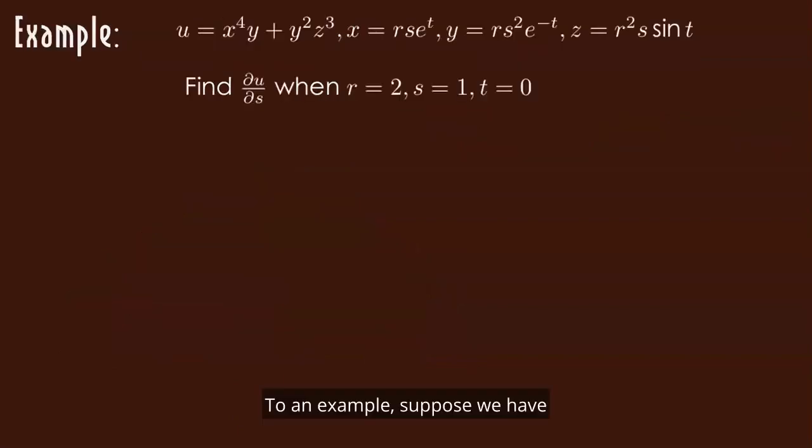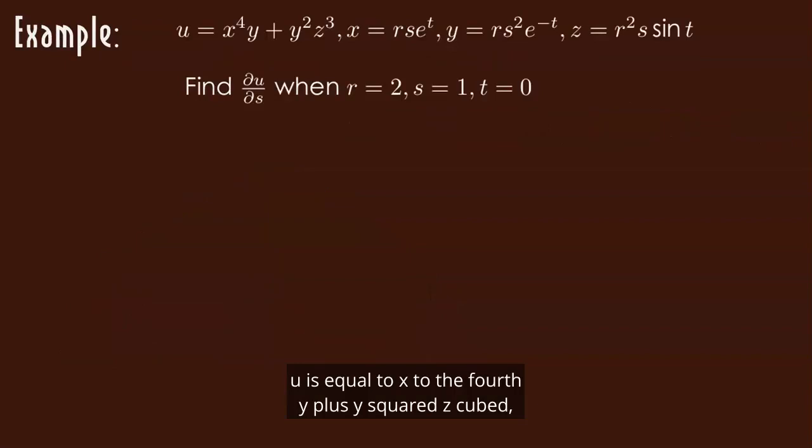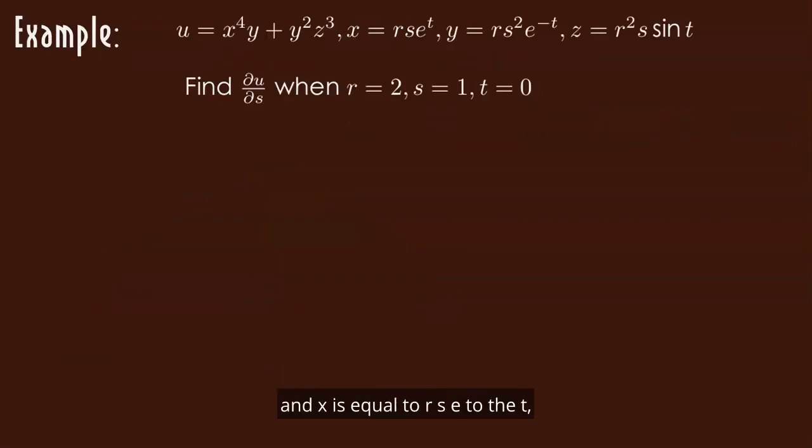Let's do an example. Suppose we have u is equal to x to the 4th y plus y squared z cubed, and x is equal to r s e to the t, y is equal to r s squared e to the negative t, and z is equal to r squared s sine t. I want to find the partial of u with respect to s when r equals 2, s equals 1, and t equals 0.